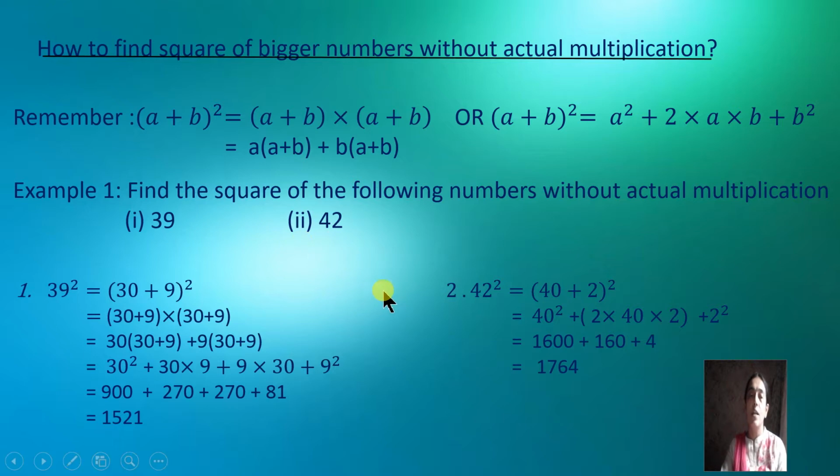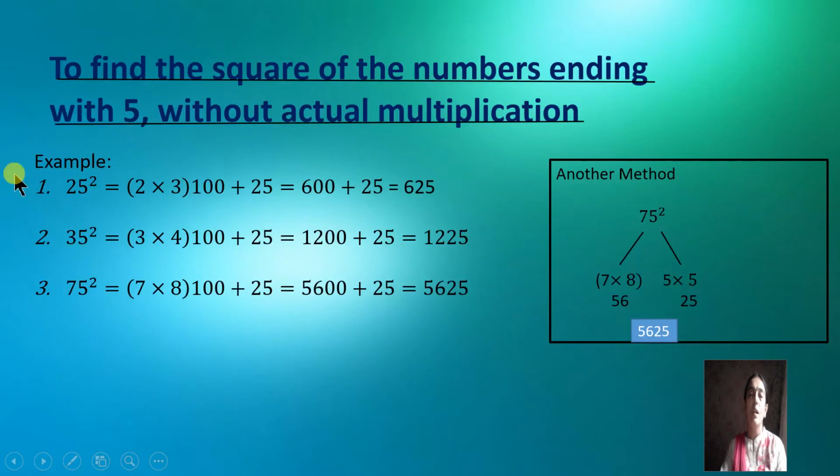Now, how to find square of the numbers which are ending with 5? So, let's see that. To find the square of the numbers ending with 5 without actual multiplication, this is very, very easy. See, 25 square. Now, we know that 5 square is 25. So, we just write down 25.